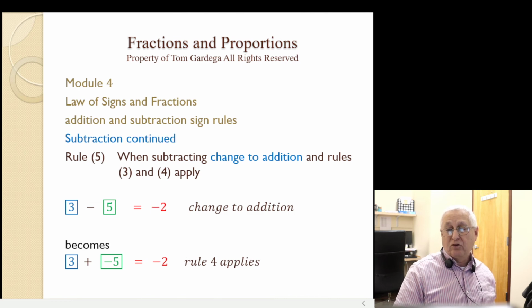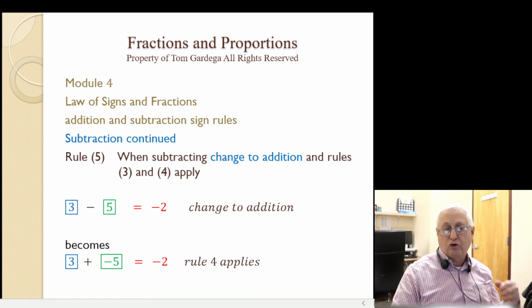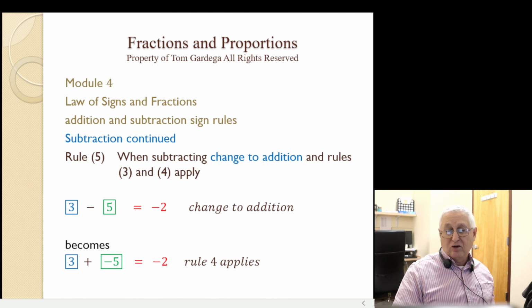When subtracting, change to addition, and rules 3 and 4 apply. 3 minus 5 equals 3 minus, we're going to subtract the smaller from the larger, which gives us 2, and we're going to keep the sign of the larger, which is the 5 here, so it's minus 2. And when we change it to addition, it becomes 3 plus minus 5, same thing. Subtract the smaller from the larger. 3 from 5 gives us 2, and we're going to keep the sign of the larger.